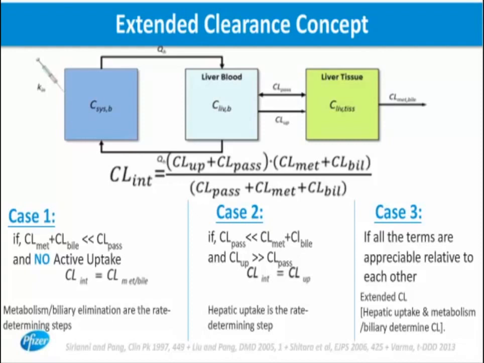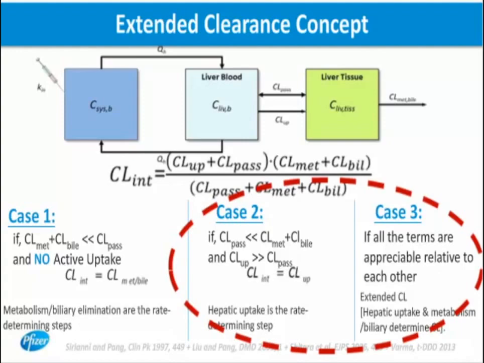If these assumptions are established, you will find that this equation is going to end up with this simple concept where intrinsic clearance is driven by a rate-determining step, which is active hepatic uptake. In this case, even if your compound is going to be metabolized, metabolism as a rate is not going to have a significant impact on the systemic exposure of the compound. The last case is where all of these inputs that we just mentioned are appreciable. And this is where you're going to have the extended clearance, where we're going to have interplay of all of these concepts. Case 2 and case 3 is where you will have active hepatic uptake that you are going to be mindful of, to put things in perspective.